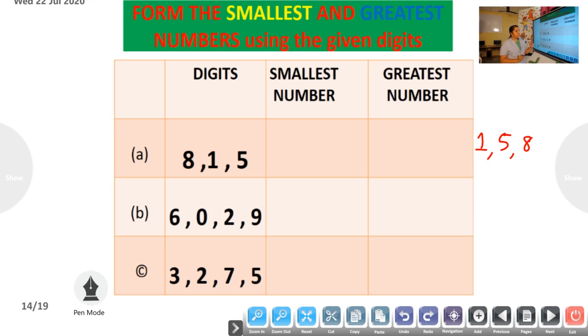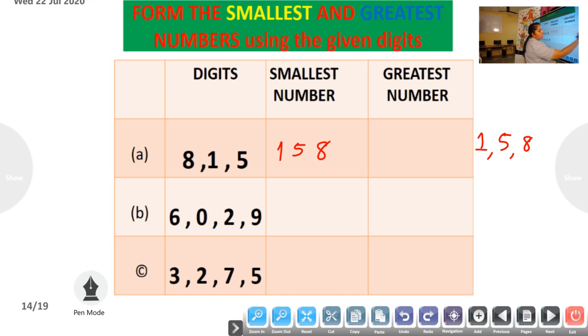So you have to write the smallest number, which means you write the very smallest number first. 1 is the very smallest. Then 5 is the next bigger, and 8 is the biggest one. Is it clear? Then for the greatest number, you have to write the numbers from last to first. Is it clear?